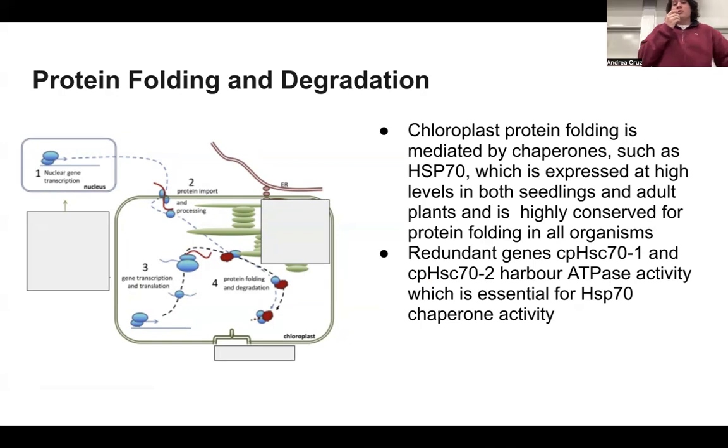So next we're going to get into protein folding and degradation within the chloroplasts, or to form the chloroplast, more so to speak. Chloroplast protein folding is mediated by chaperones such as HSP70, which is expressed at high levels in both seedlings and adult plants. And interestingly, this gene is actually highly conserved for protein folding in all organisms, not just plants. Redundant genes further along the pathway, like CpHSC71 and CpHSC72, harbor ATPase activity, which is essential for the HSP70 chaperone activity.